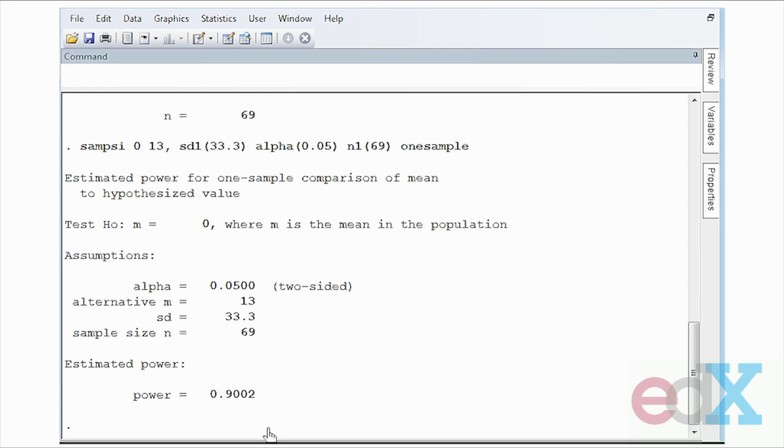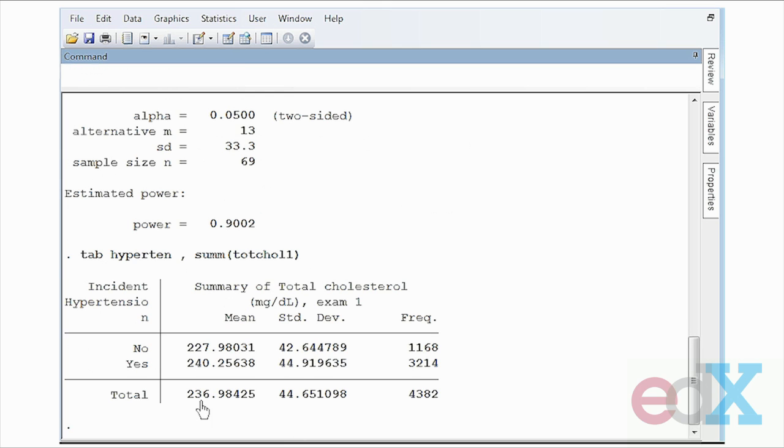Let's recall when we first looked at this, and what were we looking at? We were looking at total cholesterol level, and we were looking at the two groups, hypertension. So for example, let's bring all that back, hypertension, and let's summarize the total cholesterol. That's what we were looking at. So there we are. We have the two groups, with a mean for the no hypertension of 227, 228 say, and the yes 240, and the standard deviation was about 44, 45.